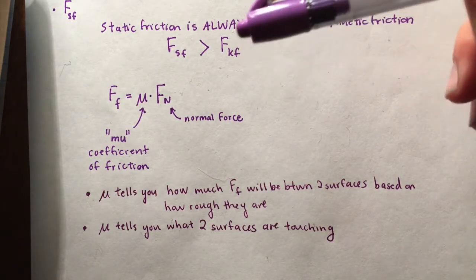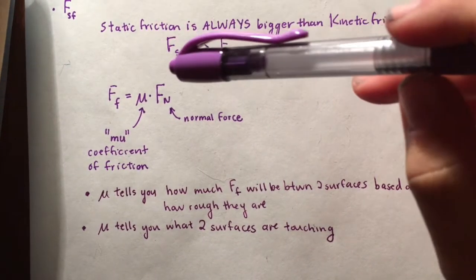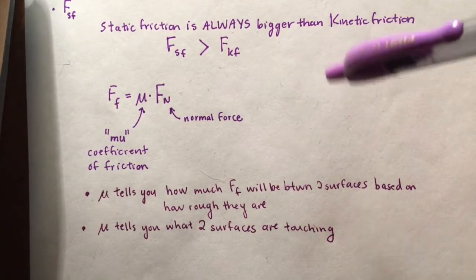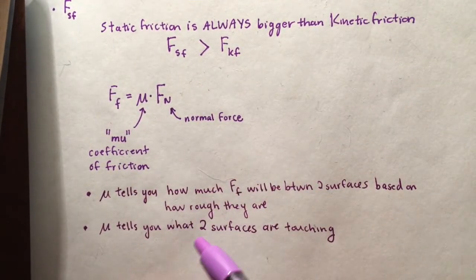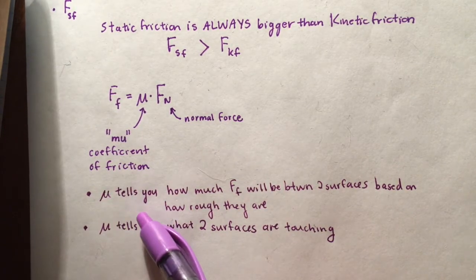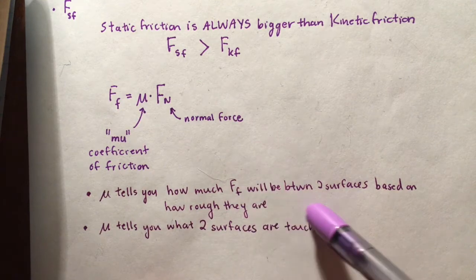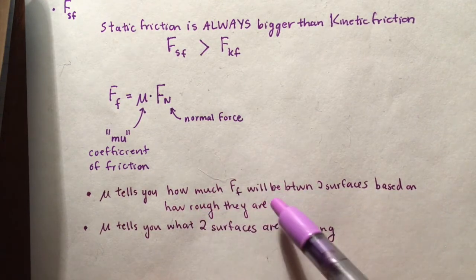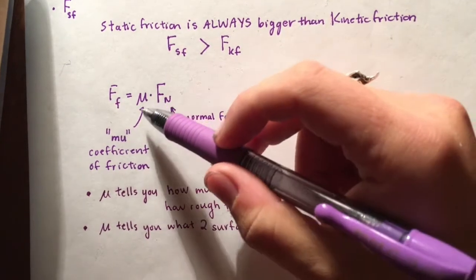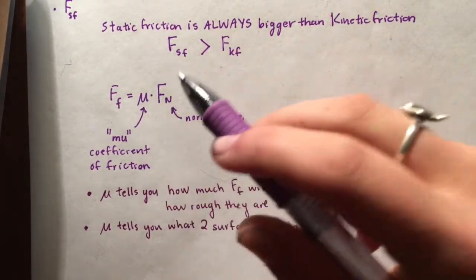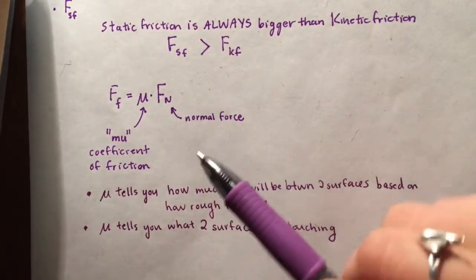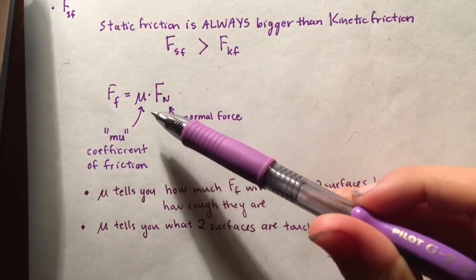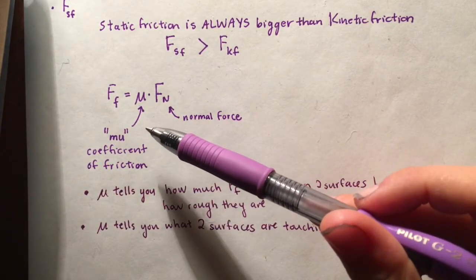Okay, I'm going to try to be efficient when talking about this coefficient of friction. The coefficient of friction tells you what two surfaces are touching, and it also tells you how much friction will be between two surfaces based on how rough they are. So mu, the coefficient of friction, is telling you about the surfaces. And it depends on both surfaces. So there's different amounts of friction depending on which surfaces are touching.